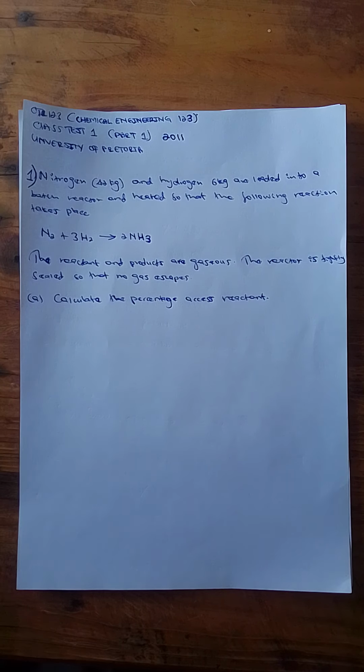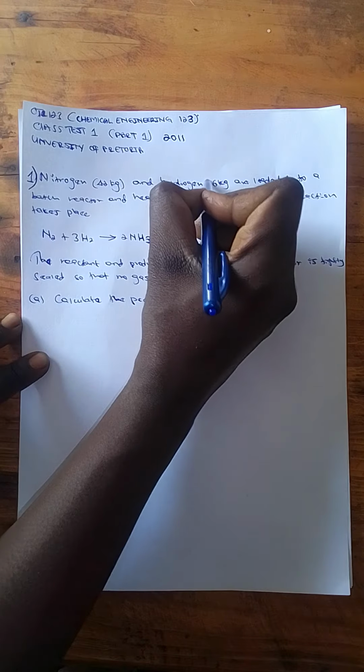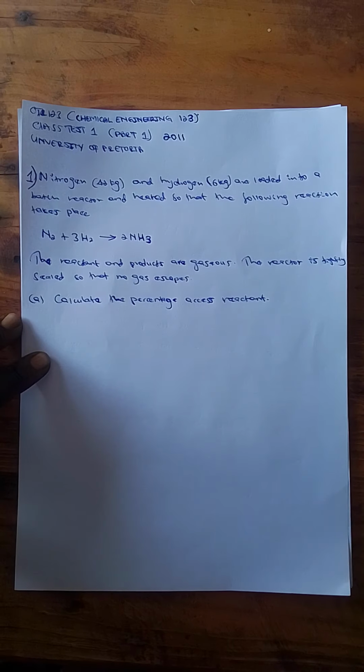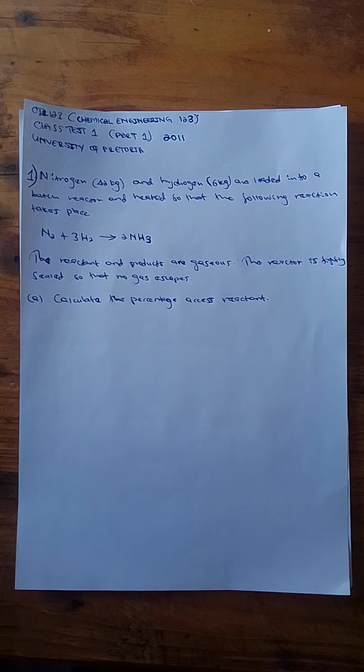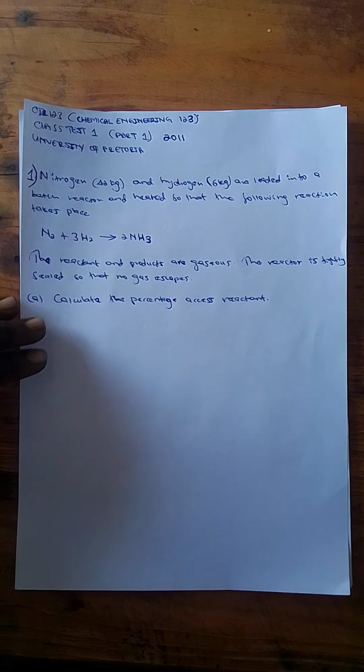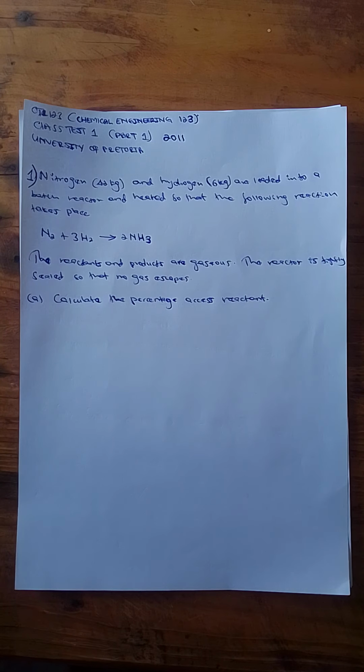So with that said, we'll go straight to the question. It says, nitrogen, which is 42 kilograms, and hydrogen, which is 6 kilograms, are loaded into a batch reactor and heated so that the following reaction takes place: N2 + 3H2 = 2NH3. It goes further to give the information that the reactants and products are gaseous, and the reactor is tightly sealed so that no gas escapes.